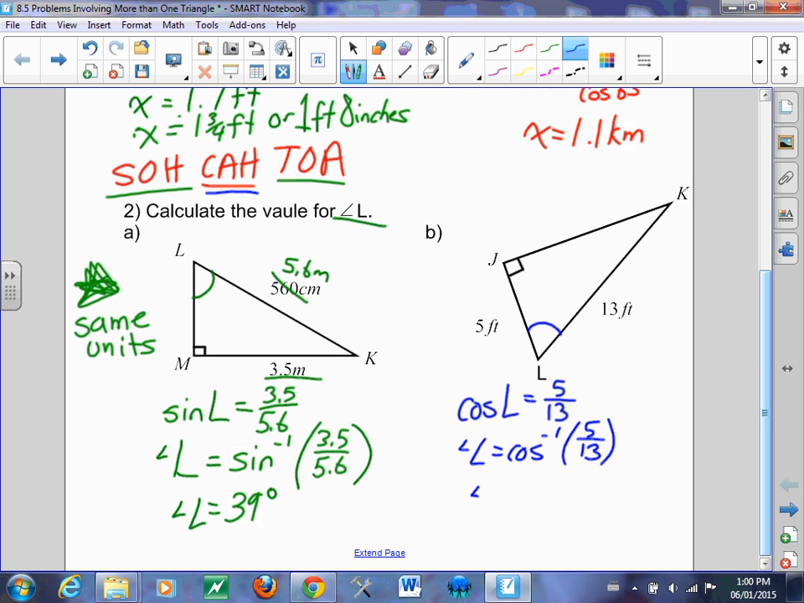Plug it in your calculator. Angle L equals 67 degrees. Awesome. That is what you should be prepared for on your unit test. Okay, or on your, sorry, back that up.